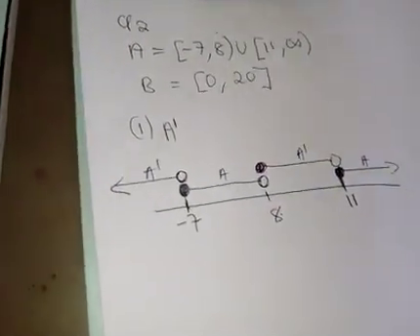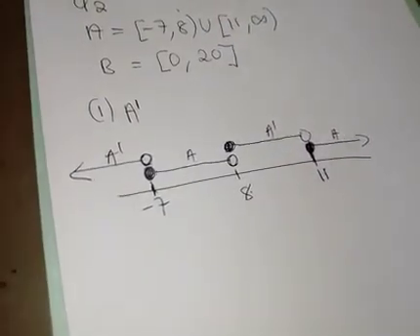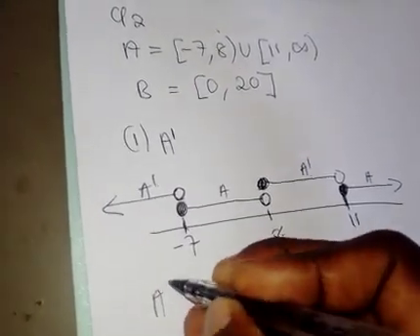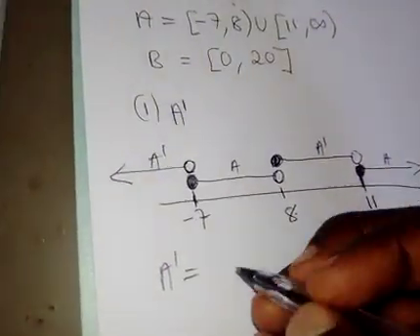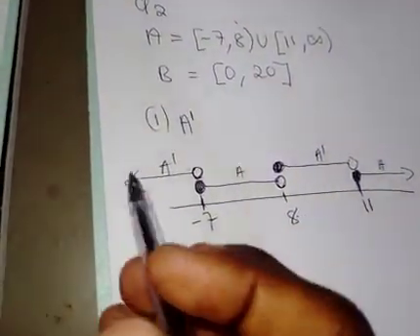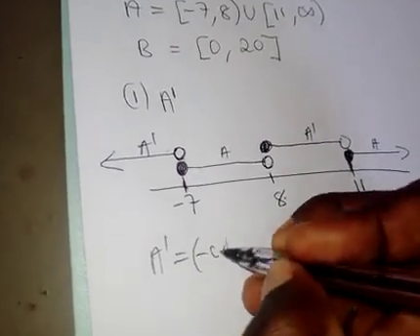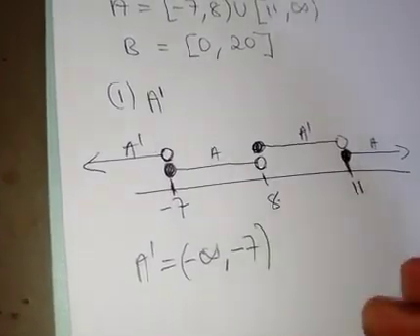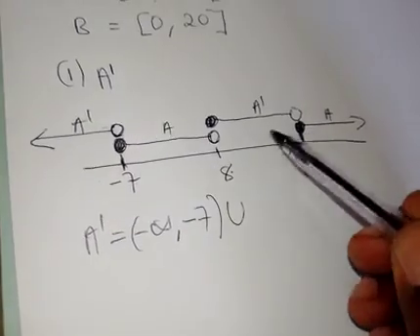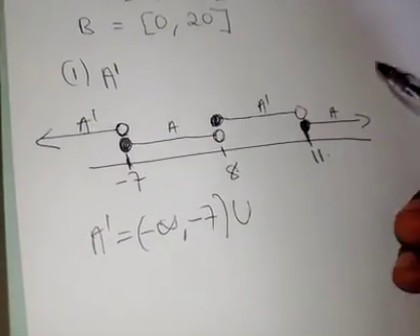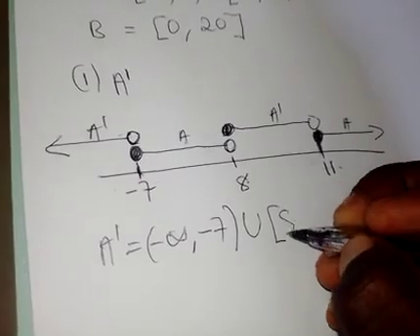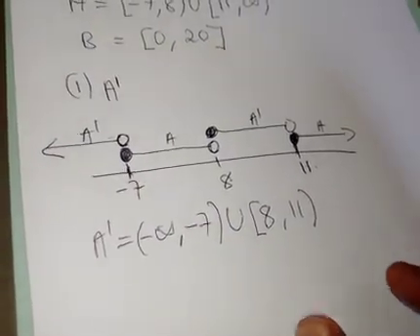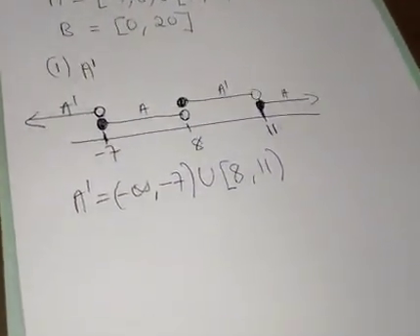Okay, then let's now write our answer using square brackets or round brackets. So A complement will be equal to, from this side where we go into negative infinity, so it's negative infinity, comma, -7. Then union, it's between 8 and 11. Then for 8, square bracket, 11, round bracket. So that's it for this one.